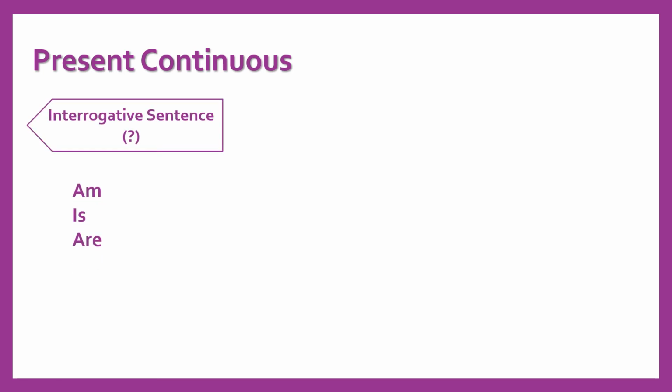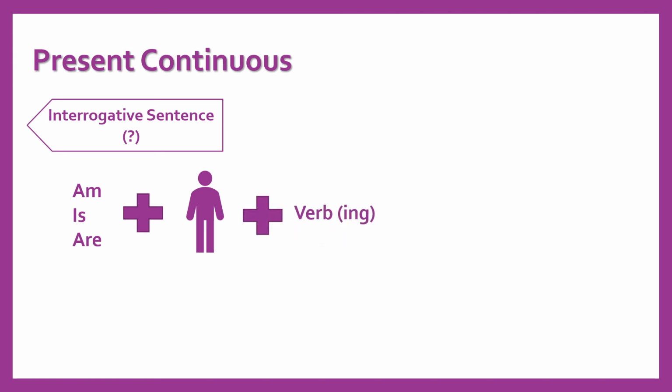Here we're going to start with the verb to be, am, is, or are. Next, we're going to use a pronoun. Next, the verb with the ing form, the complement, and finally the question mark at the end.